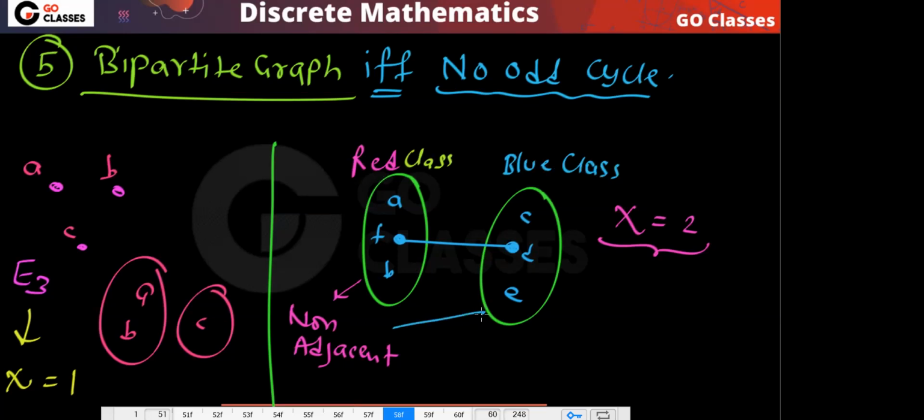Because these are also non-adjacent. So finally, these are non-adjacent, so I can give the same color to them, and these are non-adjacent, so I can give the same color to them. And you can notice that every edge will have different colors at its endpoints. Yes or no? So very simple, the chromatic number will be 2.